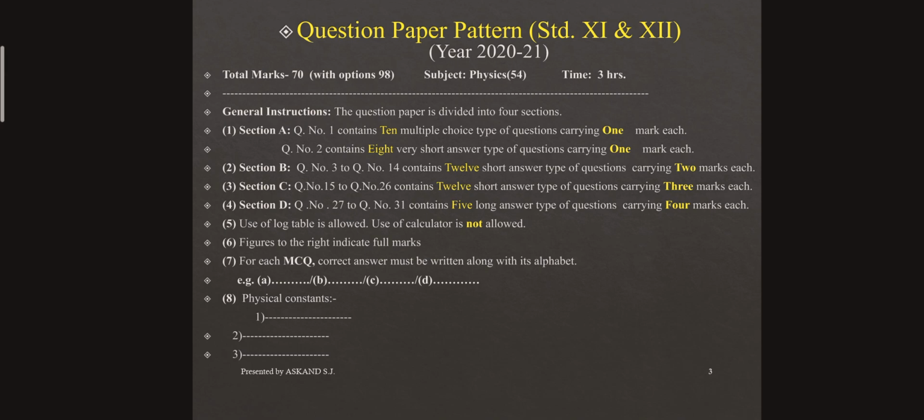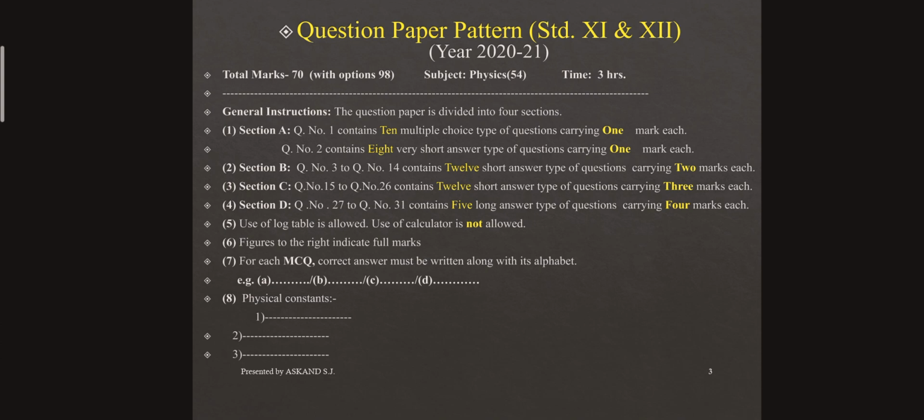Basically, 70 marks are divided into 4 sections: A, B, C and D. Section A contains 10 MCQs, each MCQ carrying 1 mark. Then again in section A there is question number 2, which contains 8 very short answer type questions, carrying 1 mark each. Section B, question number 3 to question number 14, contains 12 short answer type questions carrying 2 marks each.